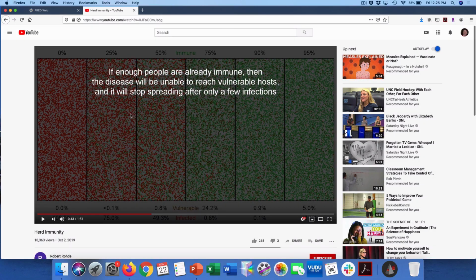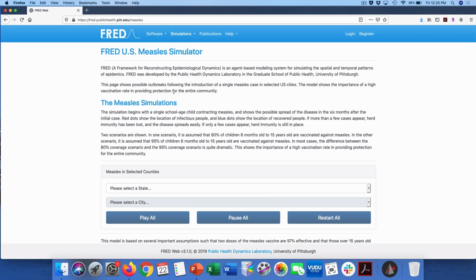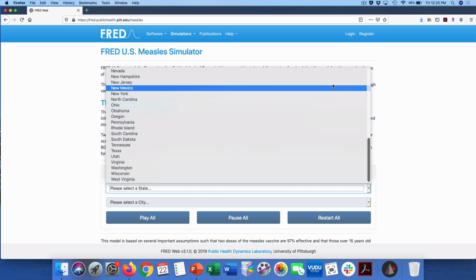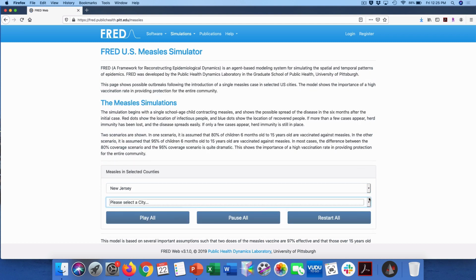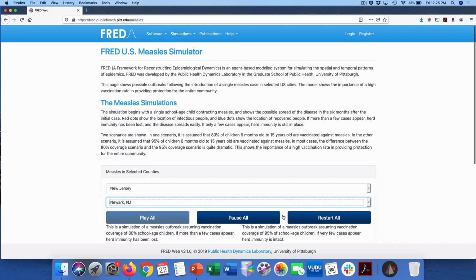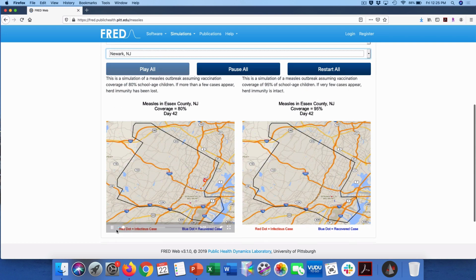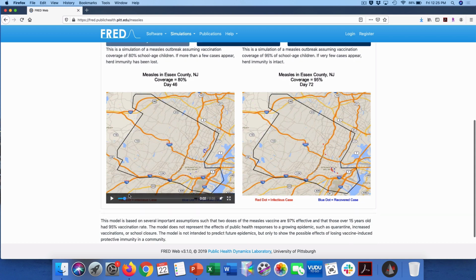My personal favorite view of this is here. This is a group from the University of Pittsburgh that has put together a simulator for measles. And it lets you actually look at whatever location you want. The closest one to here is Essex County, New Jersey, or Newark, New Jersey. And so I'm going to show you the data for Newark. So first, I'm going to show you the data on the left. And I'm actually going to have it like this, even though it's a little small, because I think it'll make it really helpful.